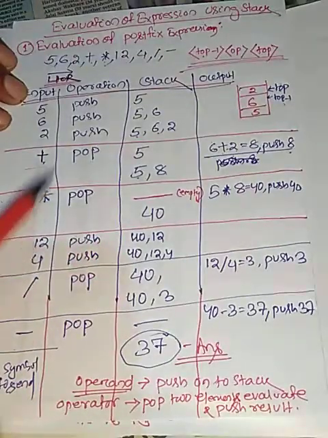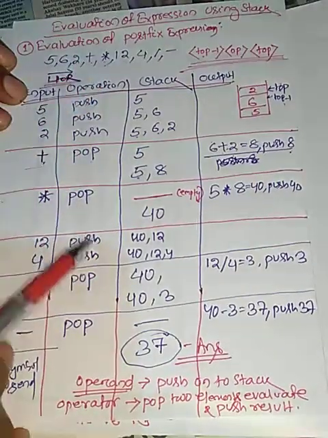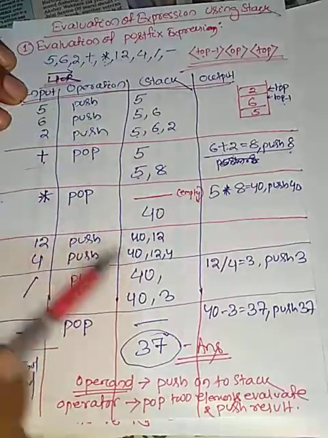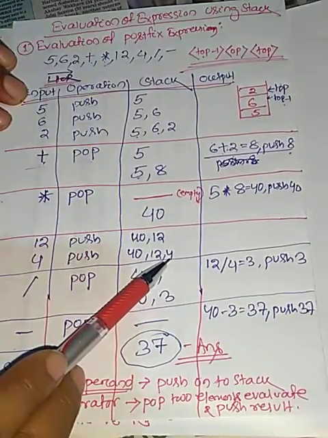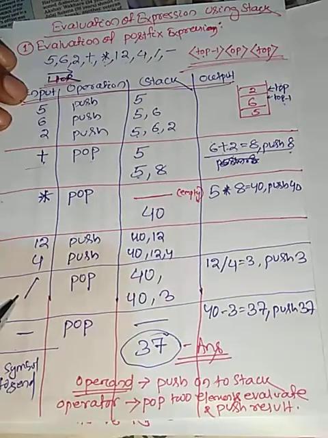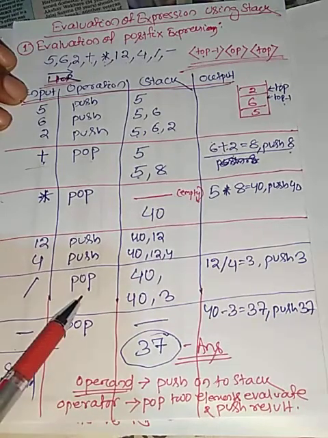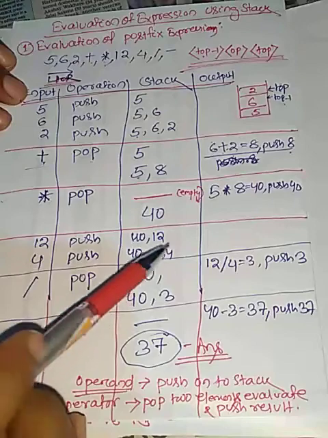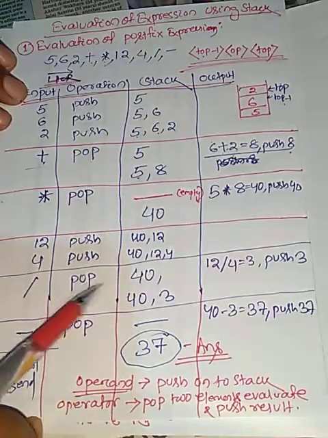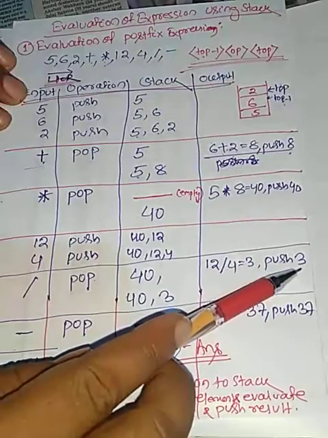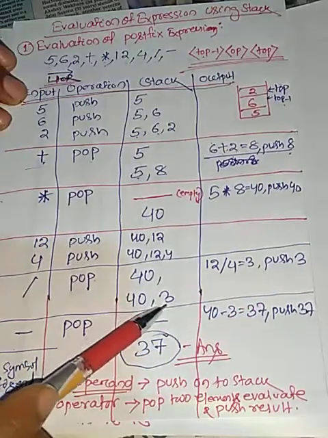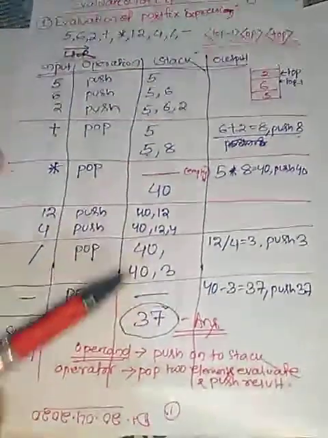Then again we encounter 2 operands, 12, push it, 4, push it, and the result we got 40, then on top of it 12, then on top of it 4 which is on top. Then again division operation comes. What will pop? Will pop top two elements 12 and 4. 12 by 4 equal to 3. Then we'll push the result 3. Then 3 on top and 40 is there on stack.